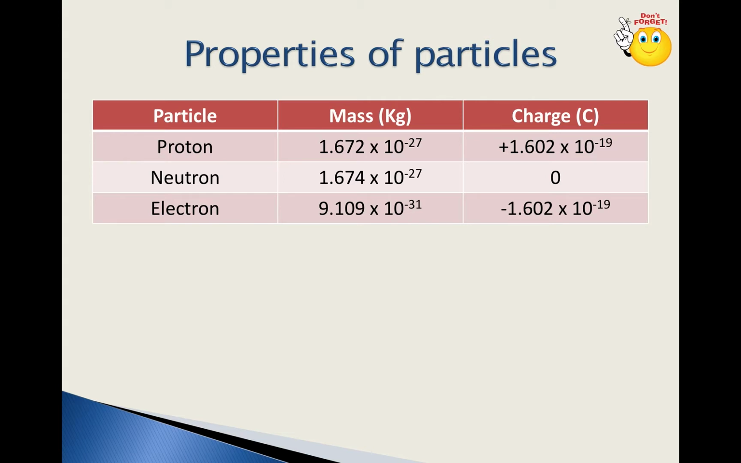The charge of a proton is 1.6 times 10 to the power of minus 19, and the units are coulombs. The neutron, having no charge, sits in the nucleus, and the electron has the opposite charge to the proton. Exactly the same charge, but just with a different sign. It's a negative sign this time.